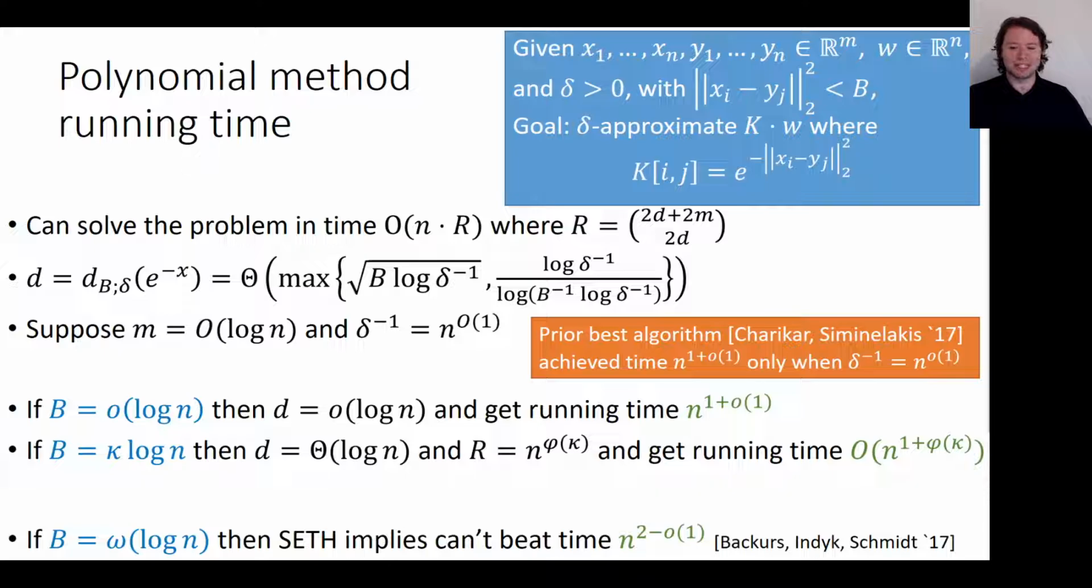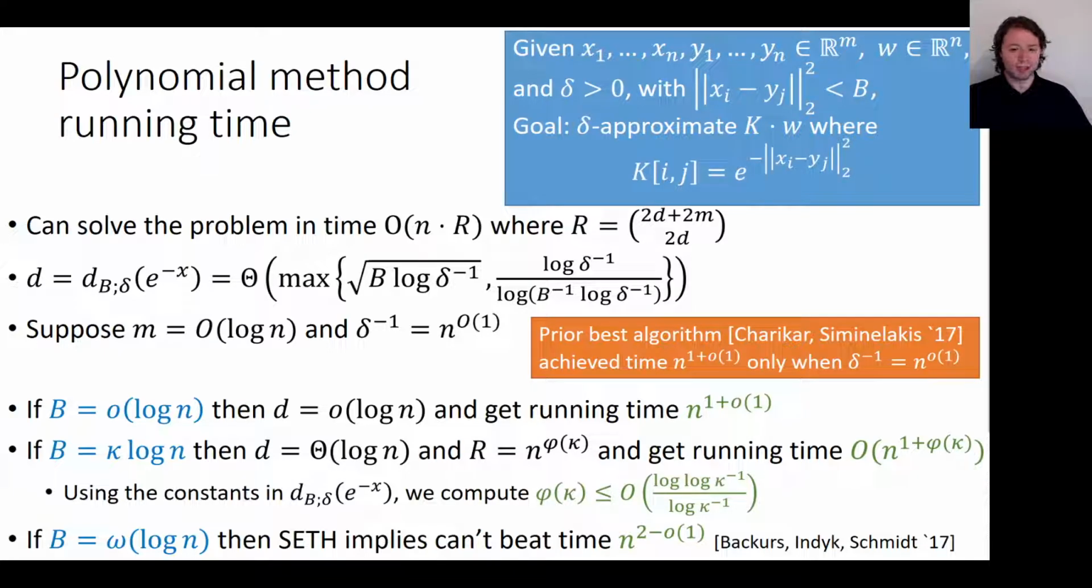So what is this? Well, we're able to compute using our bound on the degree that phi of kappa is at most order log 1 over kappa over log 1 over kappa. So we get a nice bound on the running time in this parameter regime. And interestingly, this computation uses not only the asymptotic computation of the degree for approximating e to the minus x, but even the leading constant to compute this.